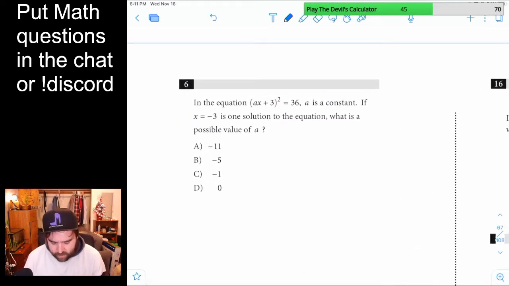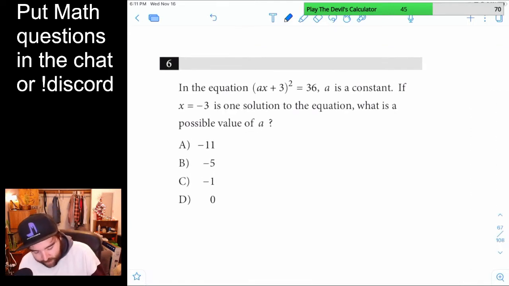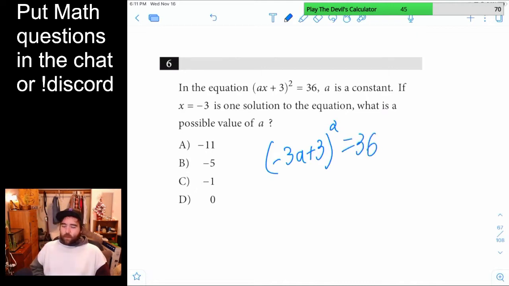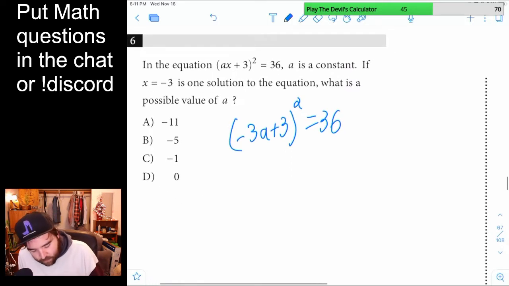This equation, a is a constant. If x is negative 3 is one solution, what is one possible value of a? Okay, well, I just plug that in and solve for a. That's fine. So x is negative 3, so that means negative 3a plus 3 squared equals 36. All right, that's good. So how do we solve for a here? Well, we'd square root both sides. And notice that that's why they're talking about possible values of a.